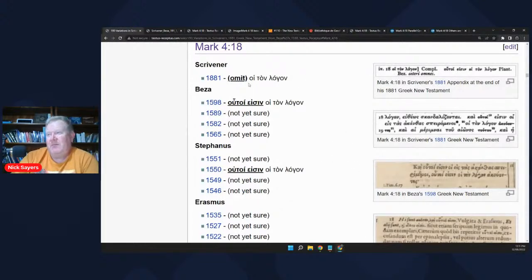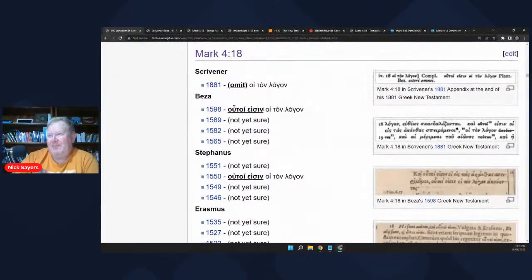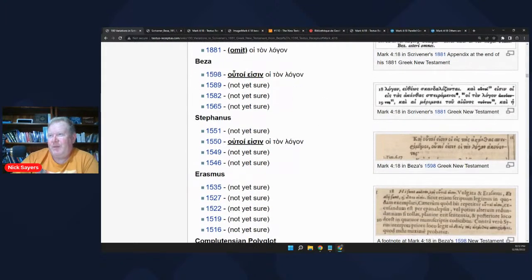So here we have oti esin eton logon. It's basically such as, so these are the words that, or these are, that's how it would turn out to be. Esin is very similar to estin, is, but it's usually without the tail there. And so esin is basically translated as are.